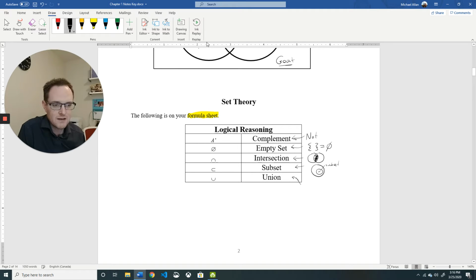And a union, say of two circles, a union is just everything in those two sets, including what's in common, including what they don't have in common. That's just the union. So everything that's in the two circles at the same time.